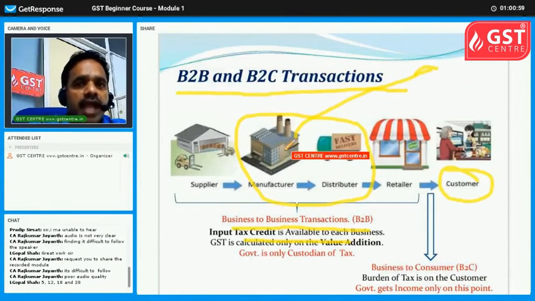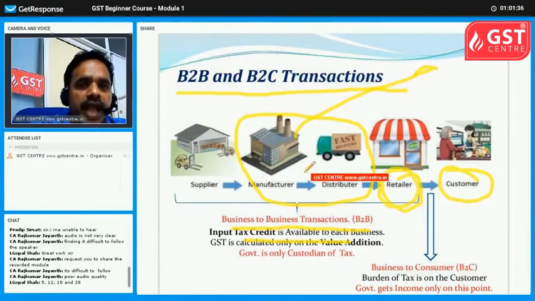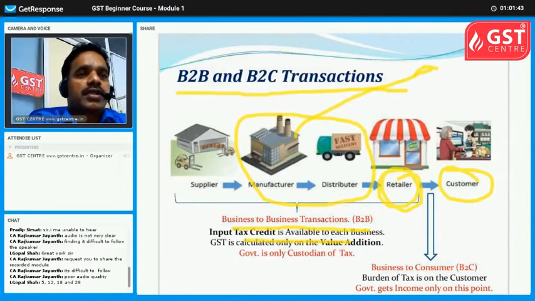This tax, which is indirectly paid by the distributor to the government, can be deducted from the total tax liability of the distributor. Suppose, at the end of the month, the distributor has collected a lot of tax from various retailers. This tax collected by the distributor has to be paid to the government. But when the distributor is paying such taxes, the distributor can also deduct the tax indirectly paid to the government through the manufacturer. That is called input tax credit. I just explained it for the understanding of all people.